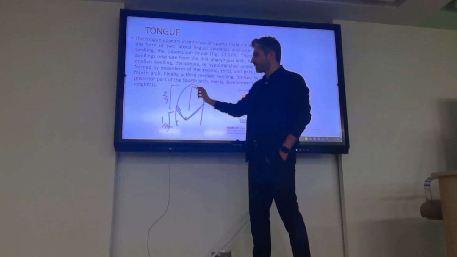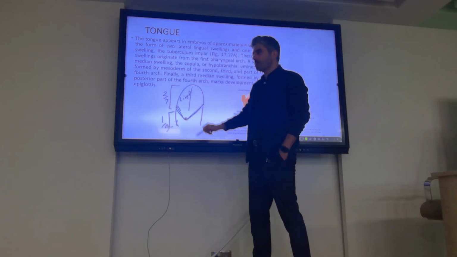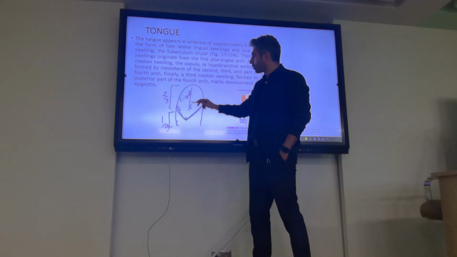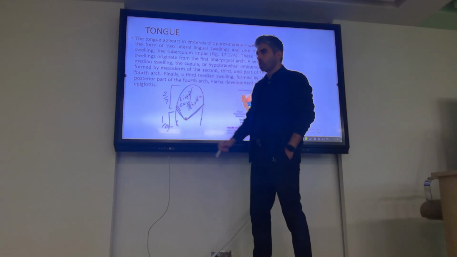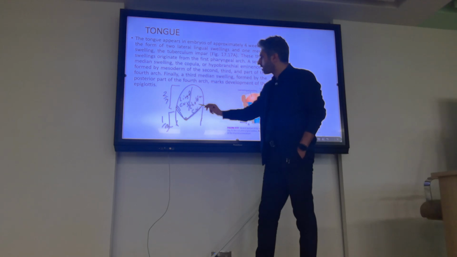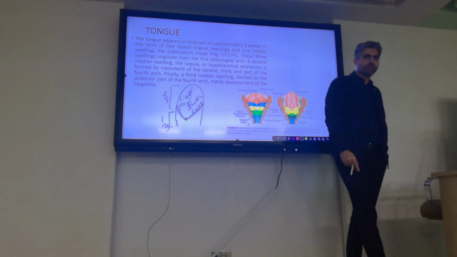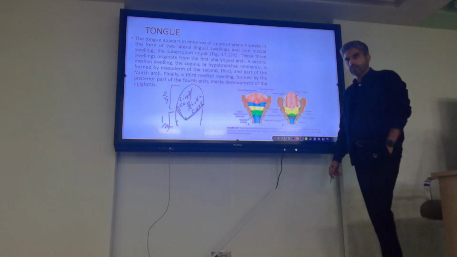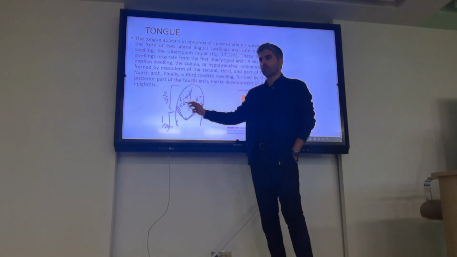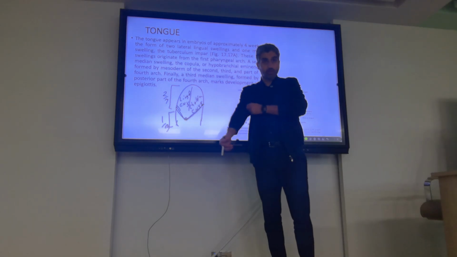The general sense for the anterior two-thirds is lingual, but the special sense is chorda tympani. The lingual nerve is from cranial nerve number 5, but chorda tympani is from cranial nerve number 7, facial. So what does it mean? Which arch? This one is for the first arch, this one for the second arch.